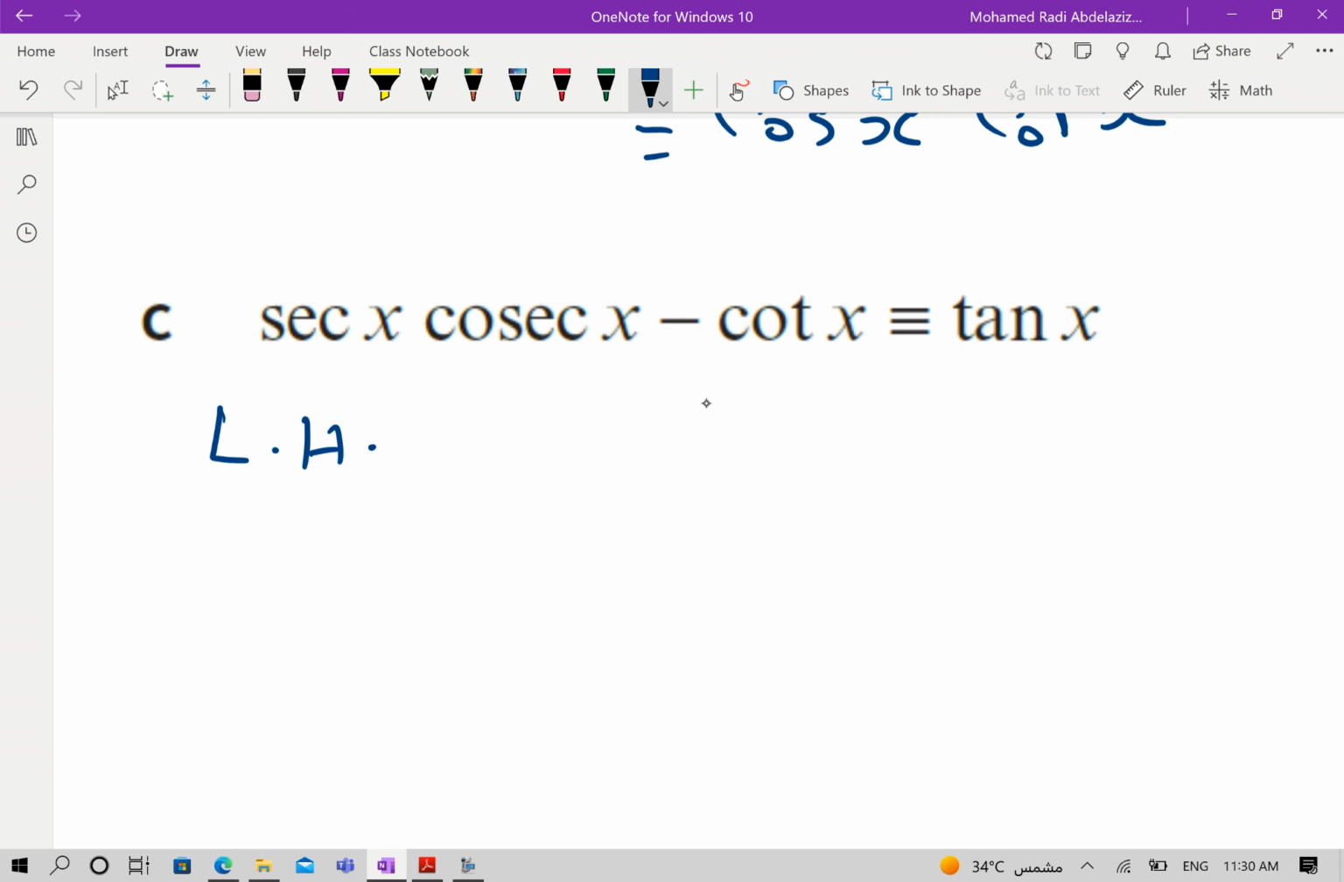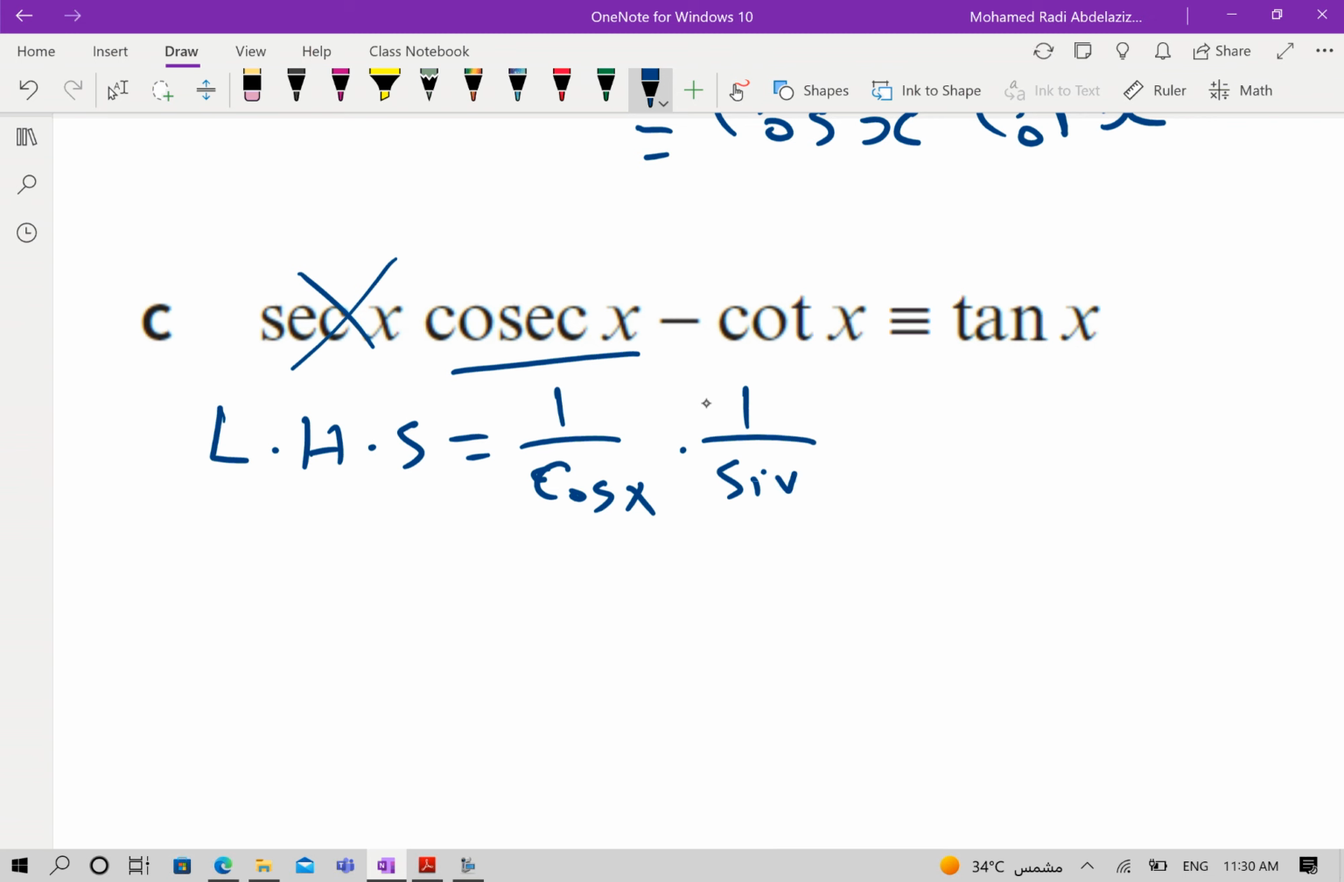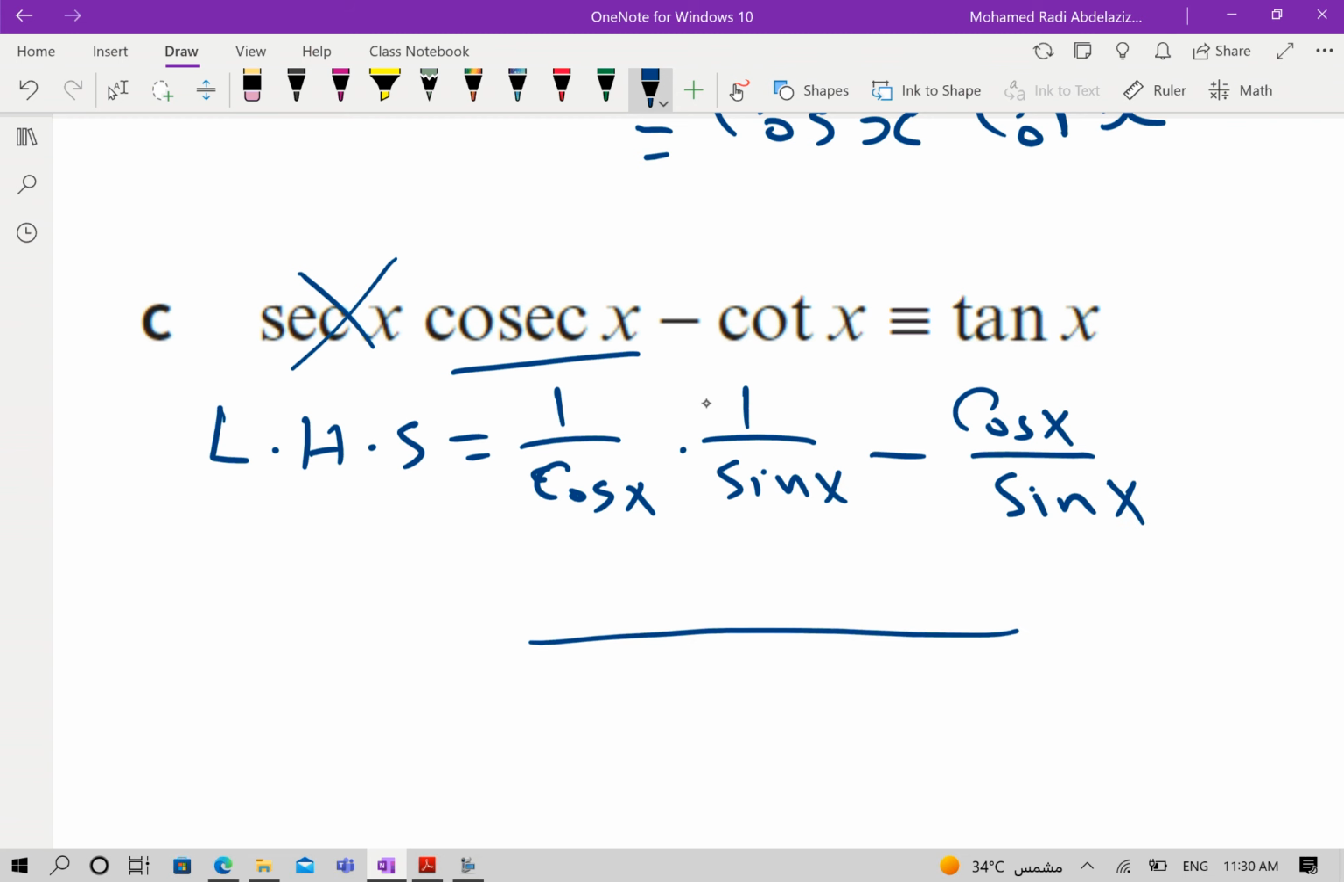Left hand side. Remove sec, and write what? 1 over cosine x. Cosec, remove it and write what? 1 over sine x. Cotan is cosine x over sine x. You are right if you write 1 over tan, but if you change them all to sine and cosine it will be easier. Cosine over sine x. Now, the common denominator will be what?